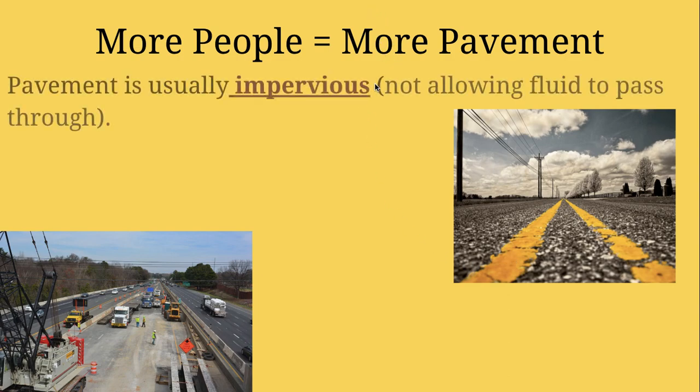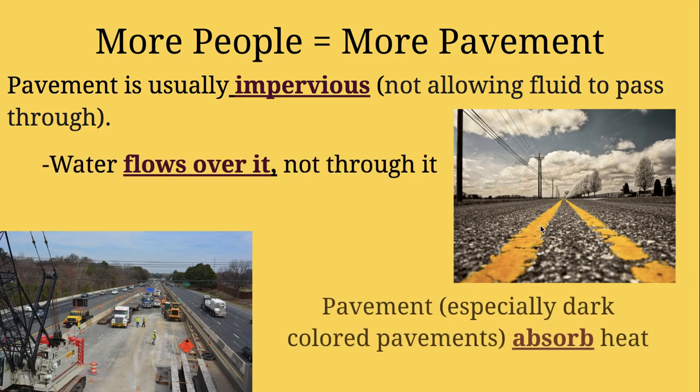The problem is pavement causes its own little issues. So I'll give you a moment to read that. Pavement is impervious or impermeable, if you've heard that word in biology. Impermeable. Fluids cannot pass through it. So if you were to pour a bottle of water on this road, it would just puddle up. There would just be a little puddle there. Water flows over pavement, not through it like the ground does. If you pour a bottle of water on the ground, the water would soak in, but not on pavement.